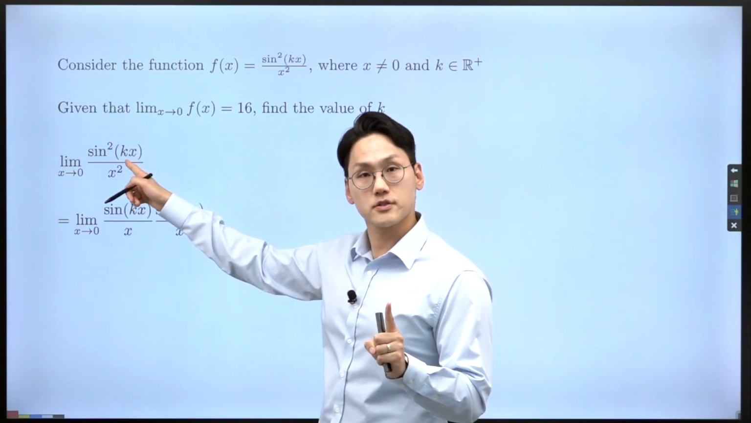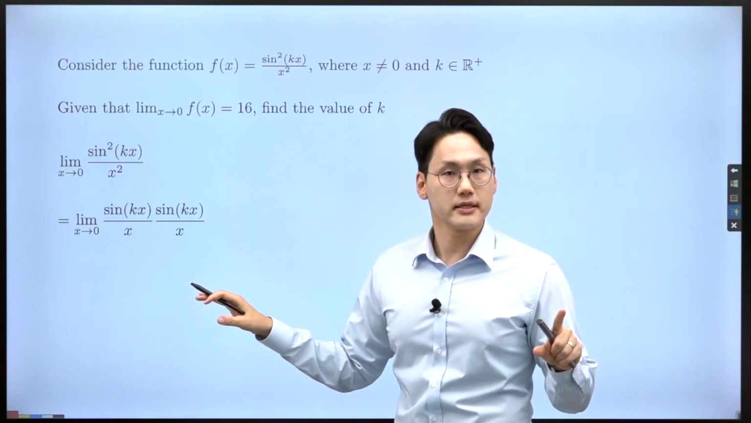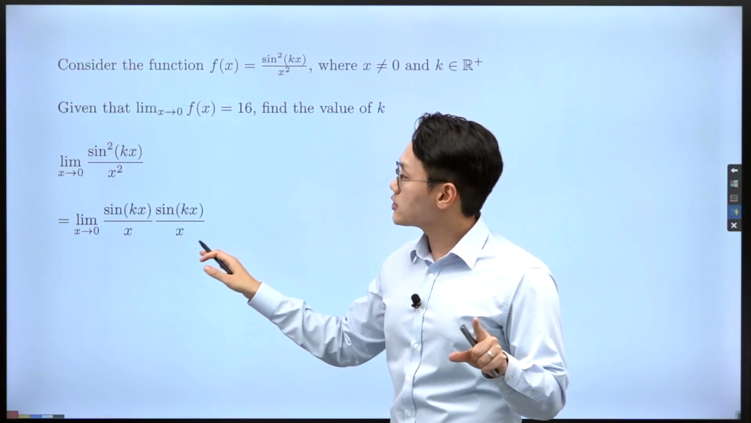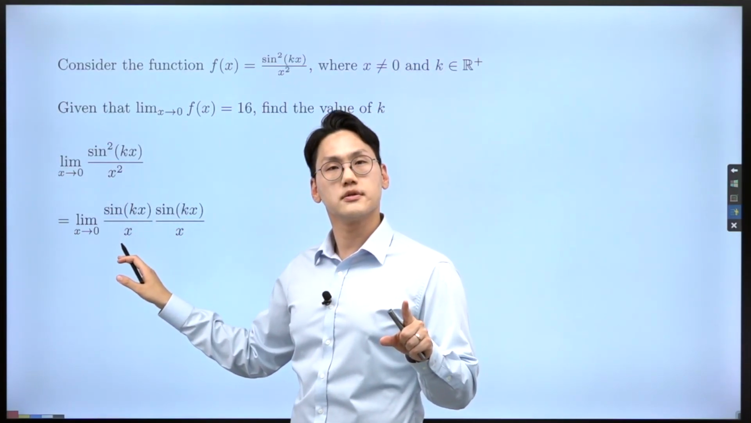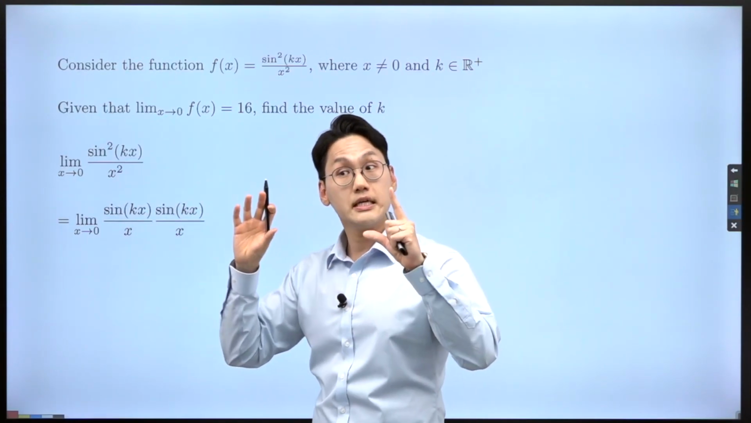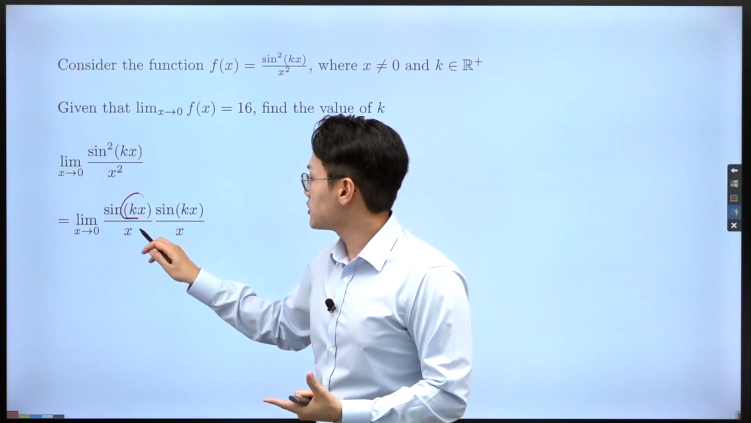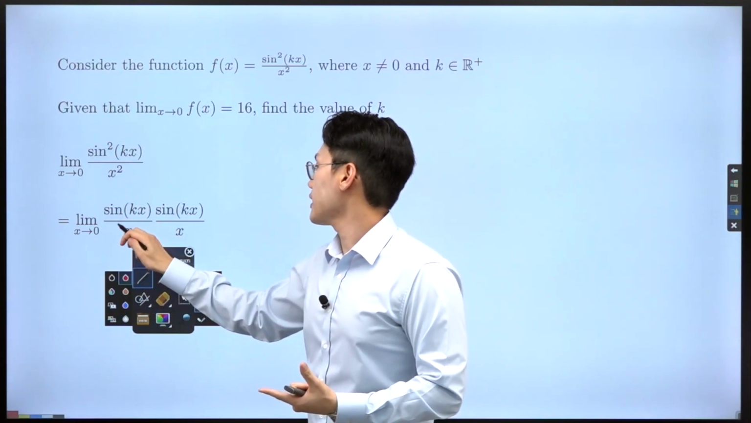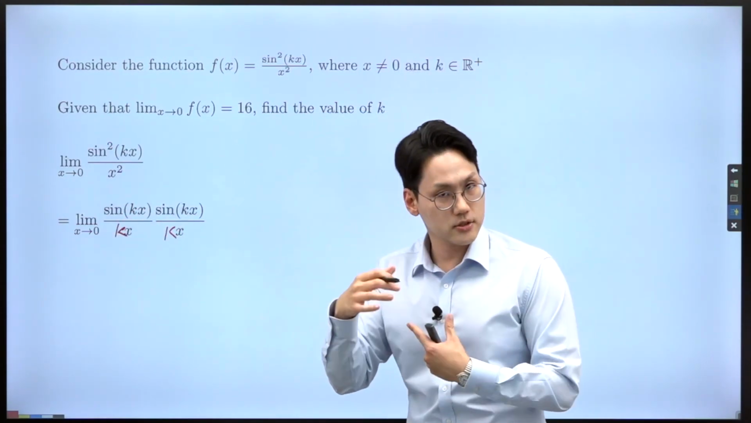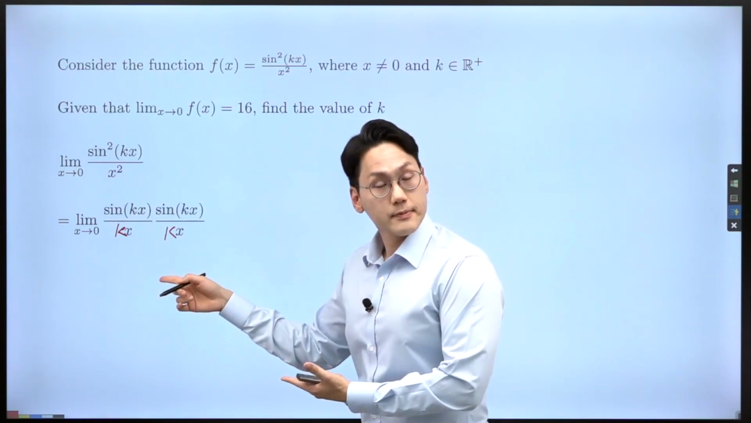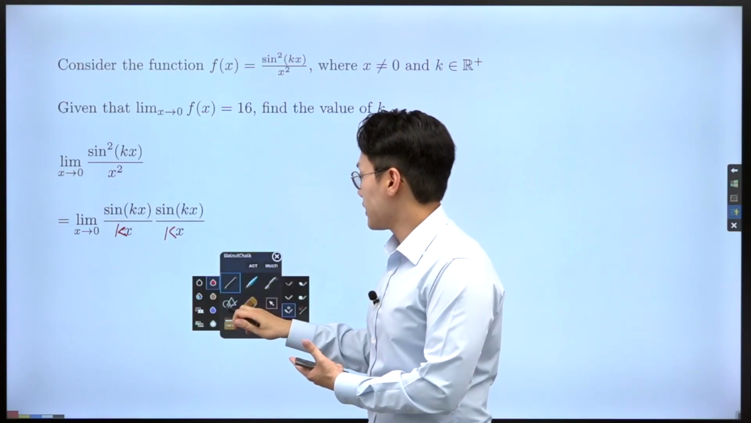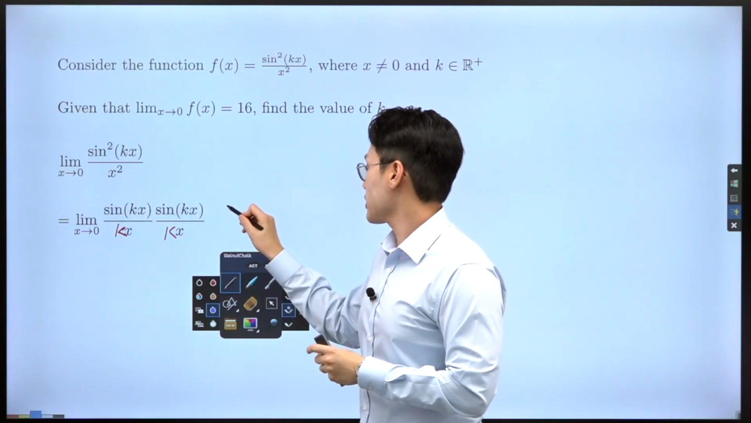I got the sine perfect square, so I just distribute it as the product of itself, and make sure if you want to use the fundamental limit of trigonometry, the input and the denominator must be the same. So if I got the kx, the denominator also must be the kx, like that. You gotta match the rate, okay? But I didn't have it before, so I gotta multiply by that reciprocal, so it's going to be k perfect square.